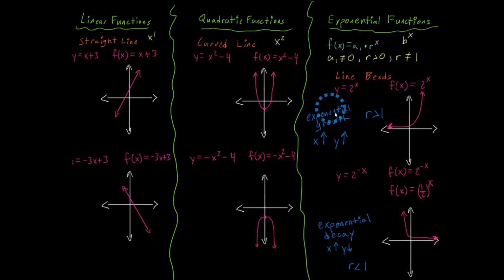You could have exponential growth, which means that as your input value increases, your output value also increases. If you're looking at exponential decay, it means that as your input value increases, your output value decreases. So what you're going to see in these two graphs is, as x increases, y increases for exponential growth. For exponential decay, it's saying as x increases, y decreases. So let's move forward and look at a few problems here.